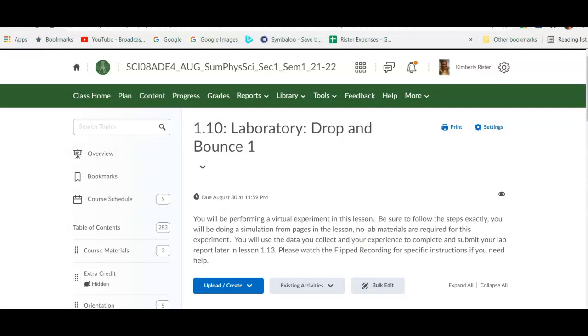So as we look at the first part of the Drop and Bounce Lab, which is 1.10, you can see some instructions here that I've added. It says you'll be performing a virtual experiment in this lesson. Be sure to follow the steps exactly. You'll be doing a simulation from pages in the lesson. No lab materials are required for this experiment. You'll use the data you collect and your experience to complete and submit your lab report later in lesson 1.13.